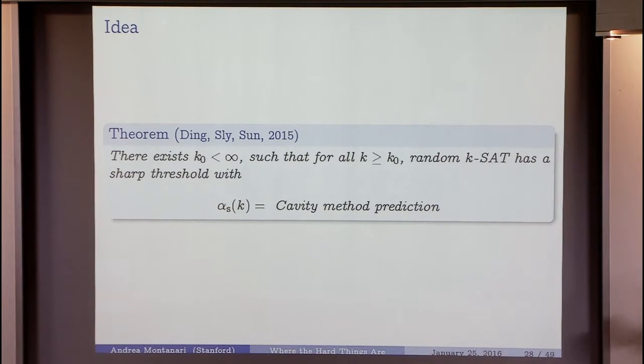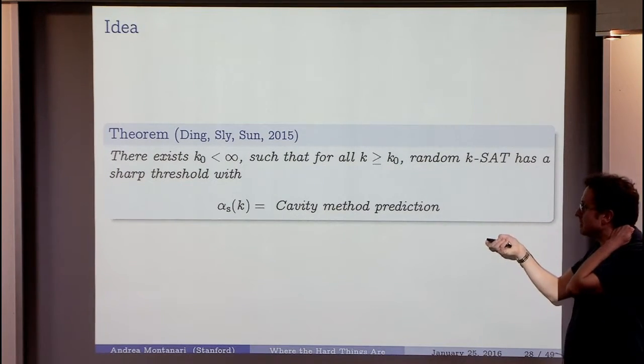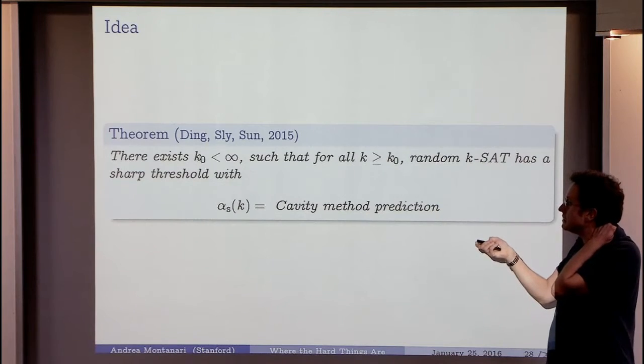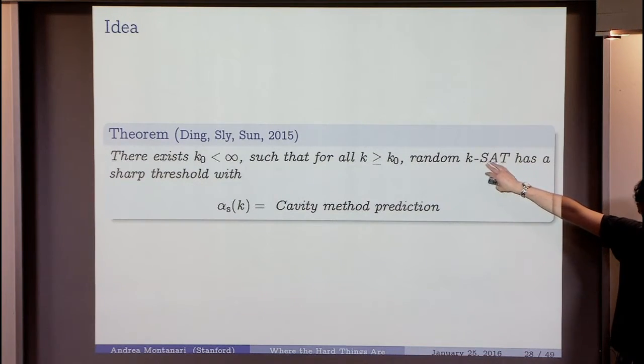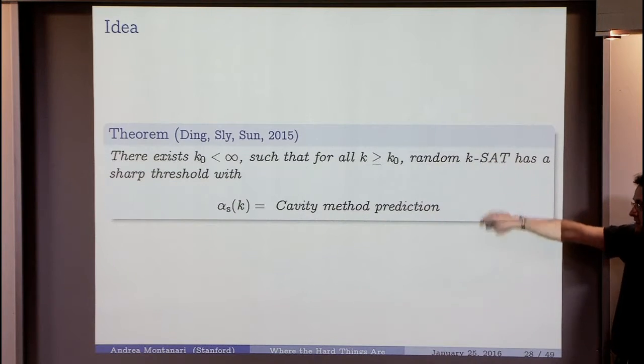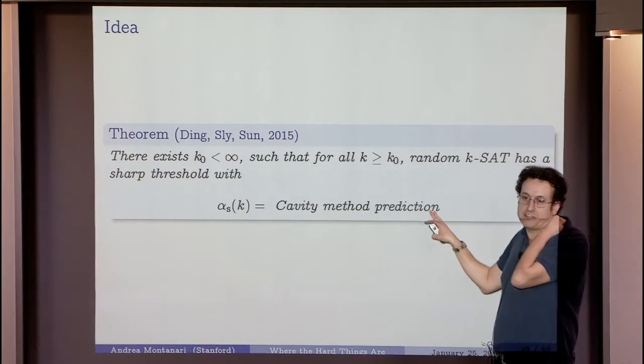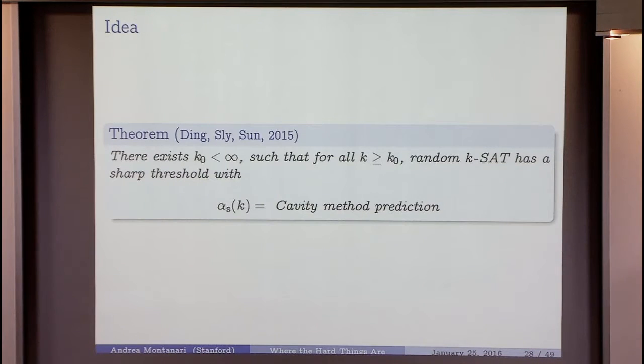Okay? And in particular, this is a key step in proving this theorem by Ding, Sly and Sun, that for all k large enough, random k-SAT has a threshold. So this proves the satisfiability threshold, and again it is given by this physics prediction that I will not write down. It's a very complicated argument, but one key ingredient is to do the second moment method by counting the number of clusters and using as a proxy for clusters these whitened solutions.